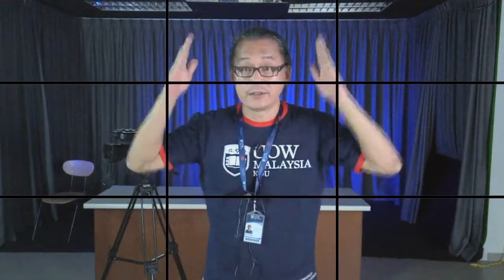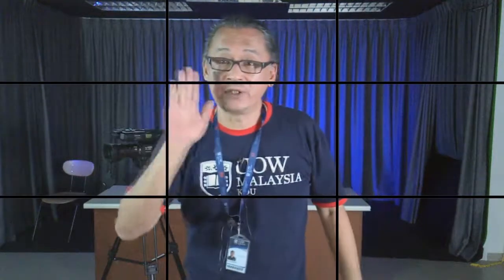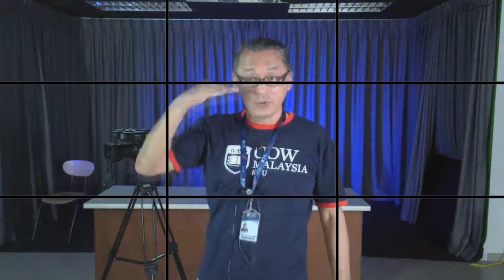See these lines? Vertical, horizontal. These lines split the screen into thirds. You've got 1, 2, 3 this way. You've got 1, 2, 3 this way. These lines are points of interest.